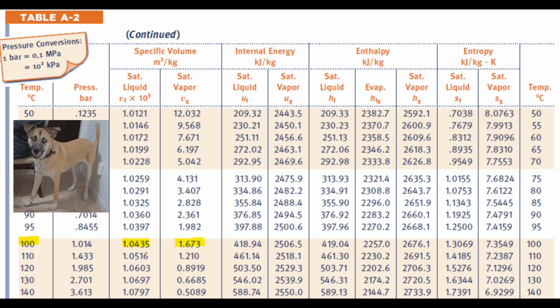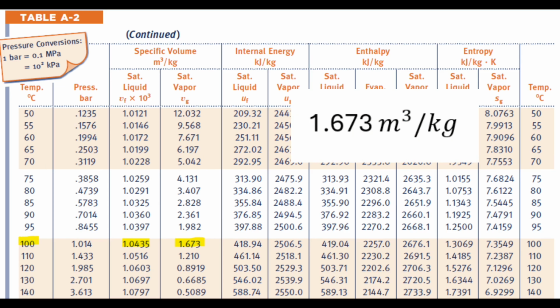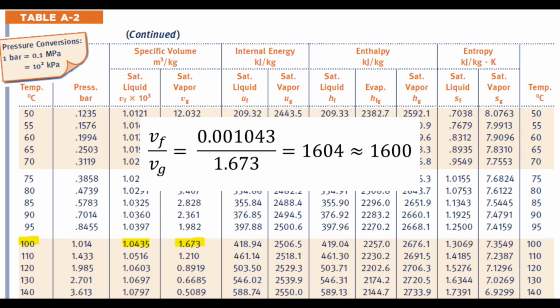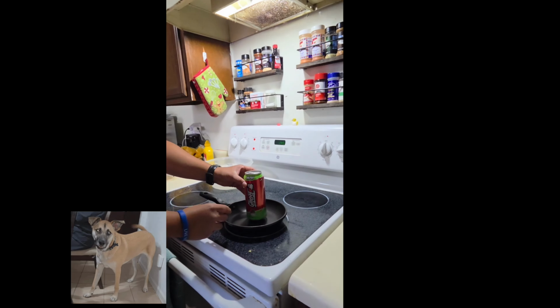Using these thermodynamic tables, we can see that for 100 degrees C, the specific volume is this for liquid water, and the specific volume for water vapor is this. So here, we can find the volume ratio to be 1,604. Now, I will put 2 tablespoons of water into the can and let it boil.